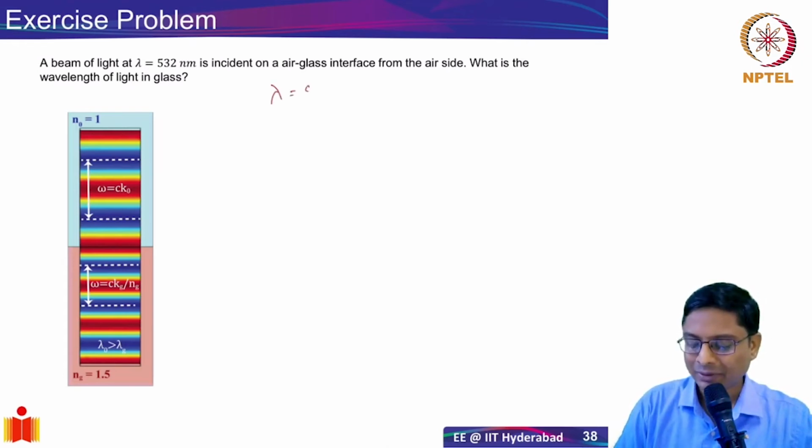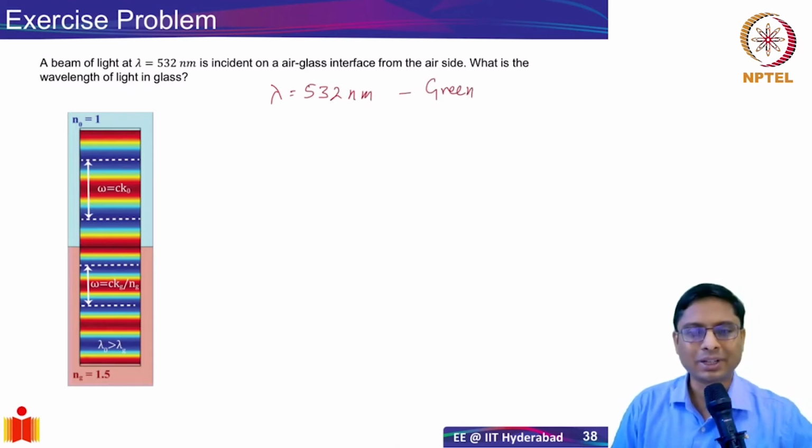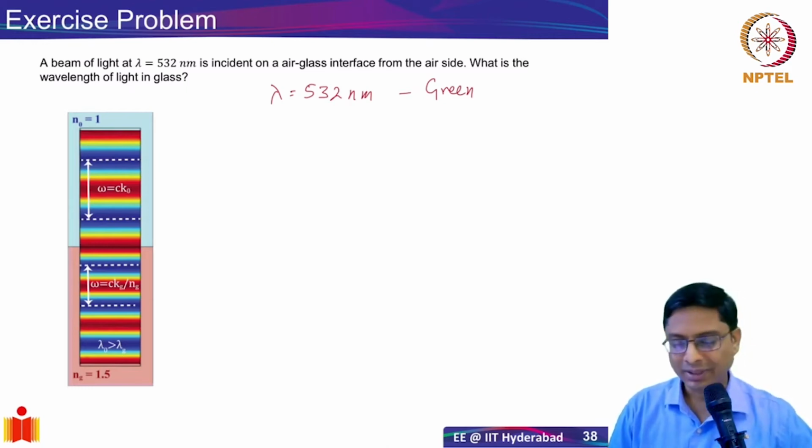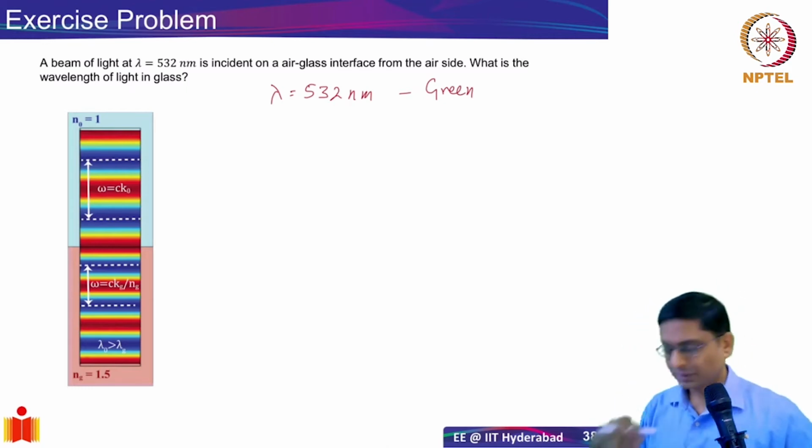Let's say I have my lambda equal to 532 nanometers, and this turns out to be the green wavelength. Green is centered typically around 532, even 515, so it will be slightly different shades of green, but generally let's take 532 to be the green wavelength. When I have 532 nanometers of green incident on this, what will be the wavelength in the second medium, in the glass?